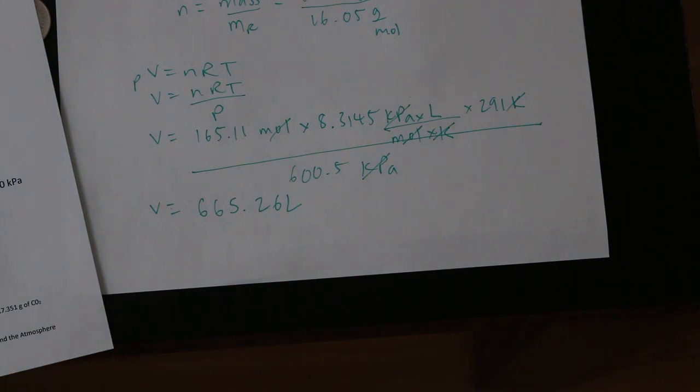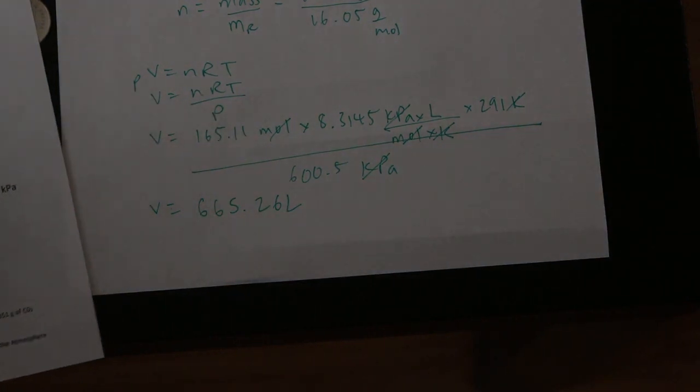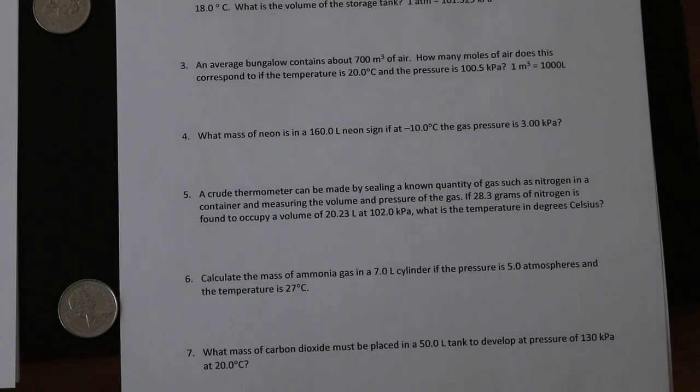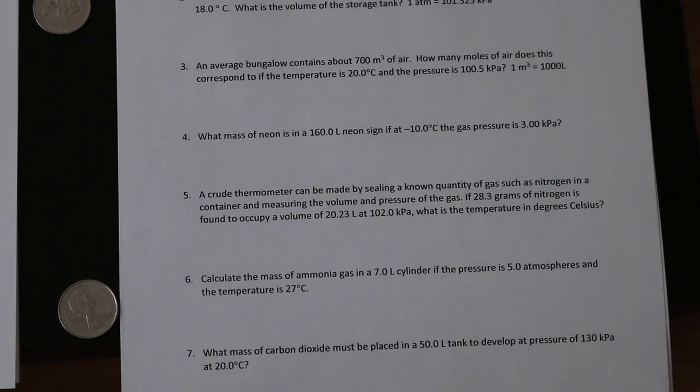Okay, so let's do another example here. So if we look at question 3, okay. So question 3 says an average bungalow contains 700 cubic meters of air. How many moles of air does this correspond to if the temperature is 20 degrees Celsius and the pressure is 100.5 kilopascals? Okay, so this one's going to be a little bit more complicated. Let's start working on that one.